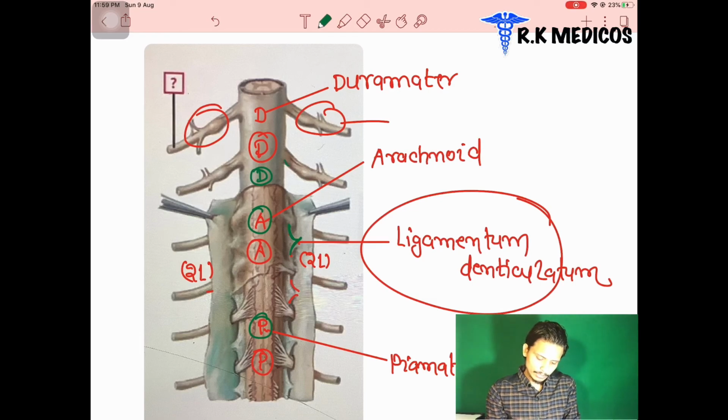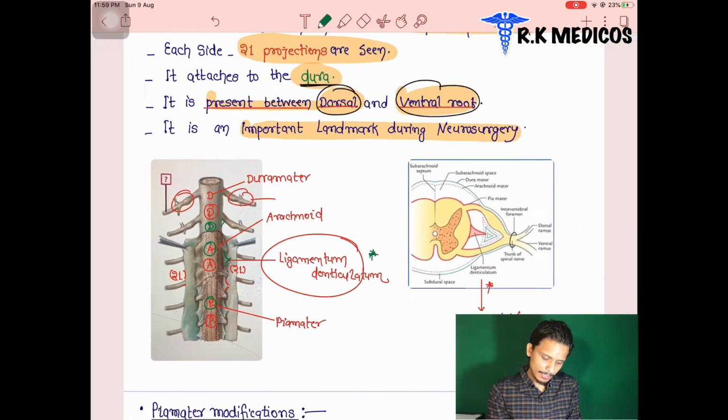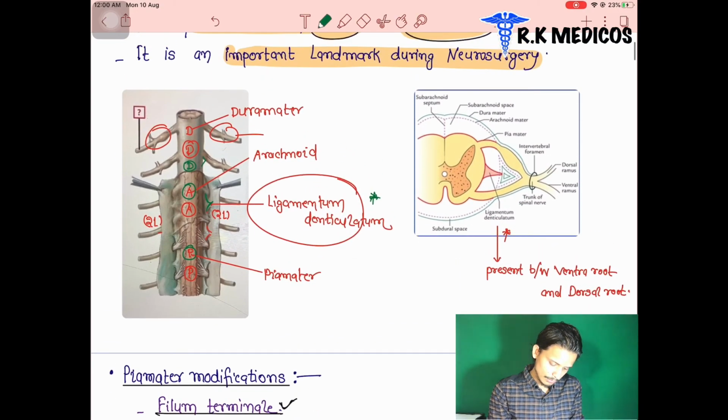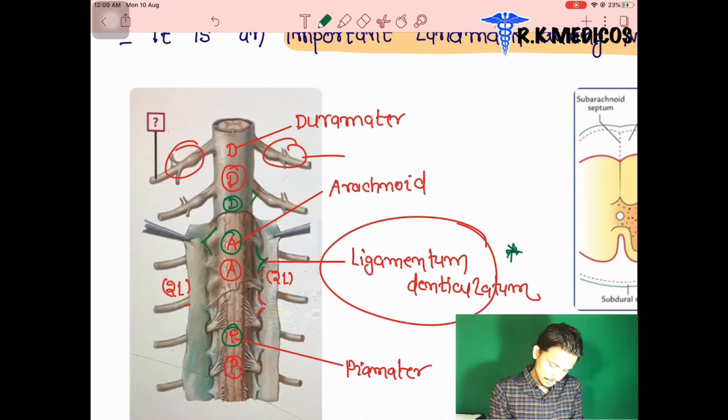I already told you the ligamentum denticulatum is a tooth-like structure attached to the dura mater. We can see it is attached to the dura mater. These are the ligamentum denticulatum, and these are landmarks for the surgery.